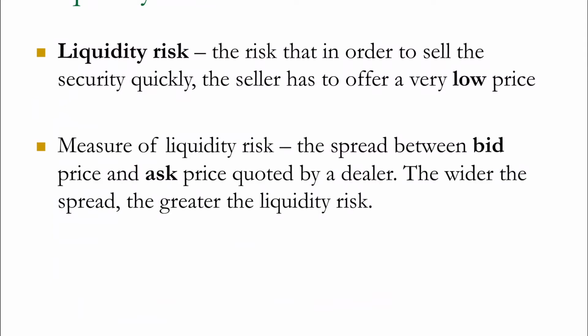So how do I measure liquidity risk? Well, to measure liquidity risk, you would look at the spread between the bid price and the ask price quoted by a dealer. So remember that the bid price is what the dealer is willing to buy at, and the ask price is what they're willing to sell at. And so what you have is a bid-ask spread, and they make their money on the difference between what they buy and sell. So the wider the spread, the greater the liquidity risk. So if you have a large spread between what the dealer is willing to buy at and then what the dealer is willing to sell at, it could mean that there's not a lot of buyers in the market, meaning that there's low liquidity on this particular security.